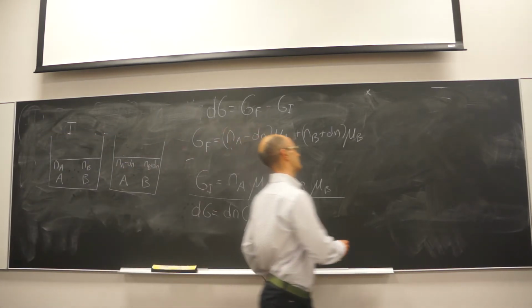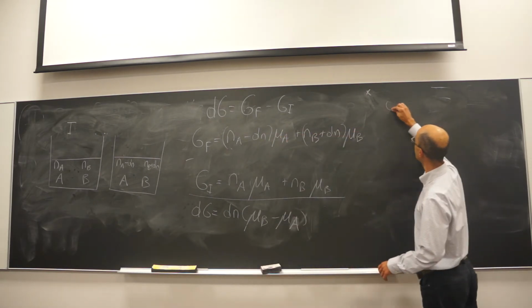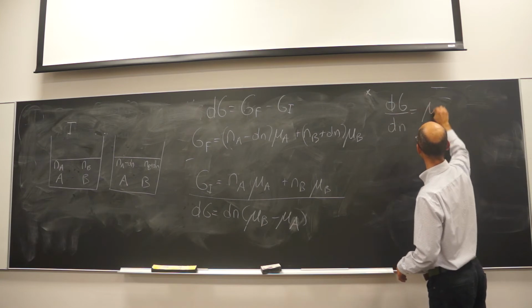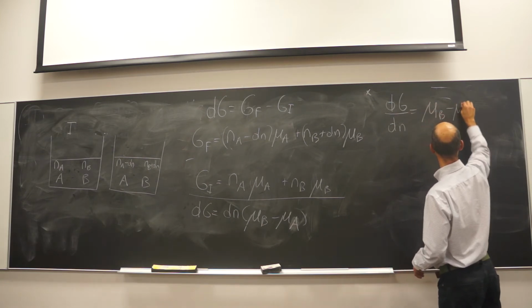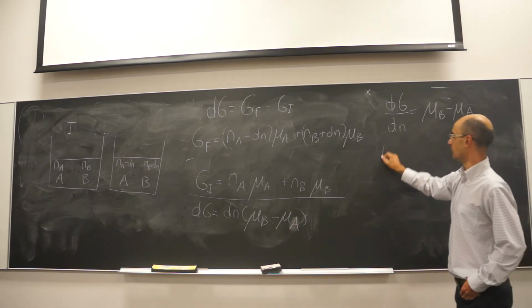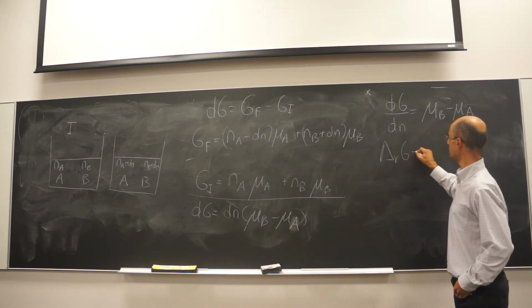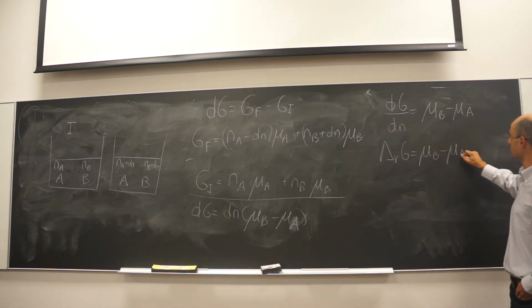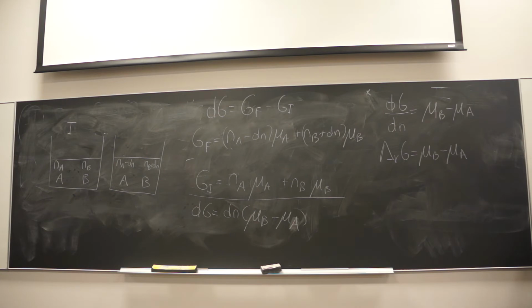We're going to take this just one more step and say that differential of G over differential of N is going to be equal to mu sub B minus mu sub A. And this is what we call the reaction Gibbs energy. This is simply going to be equal to the chemical potential of product minus the chemical potential of reagent.